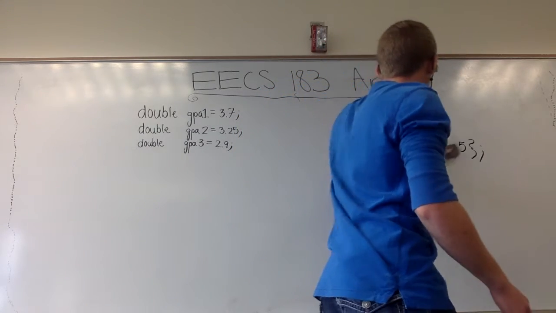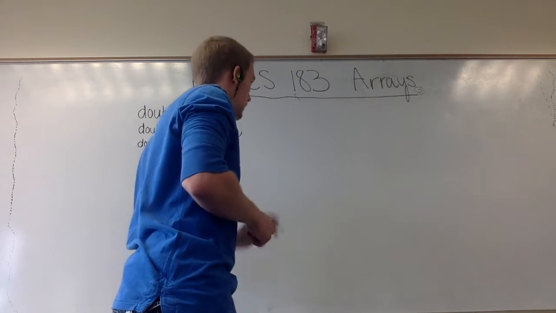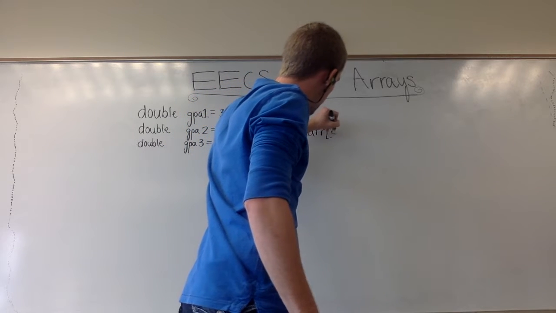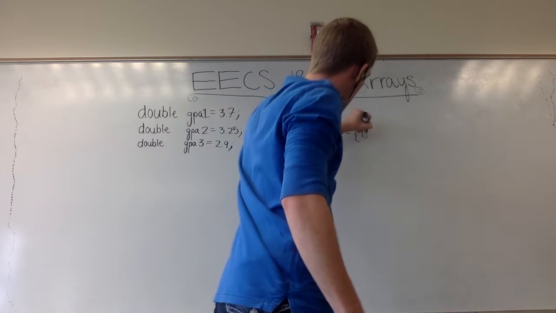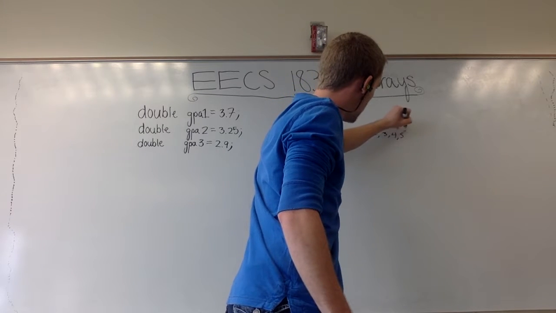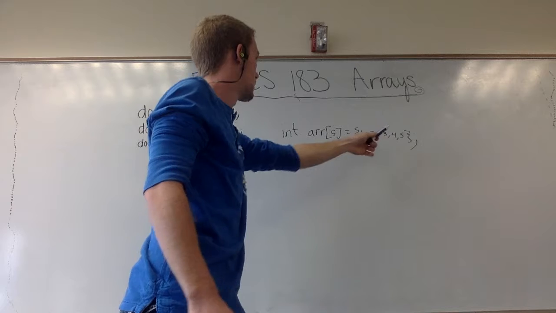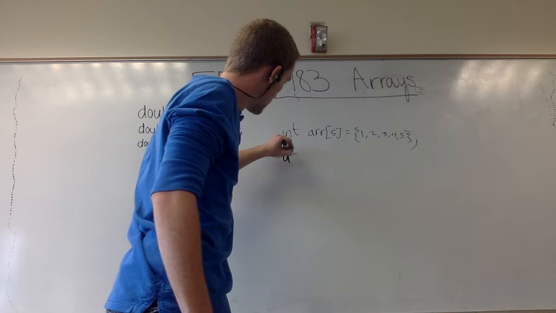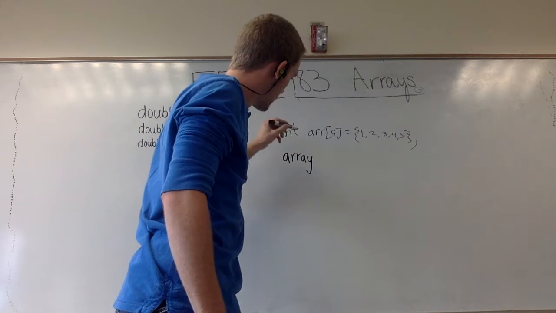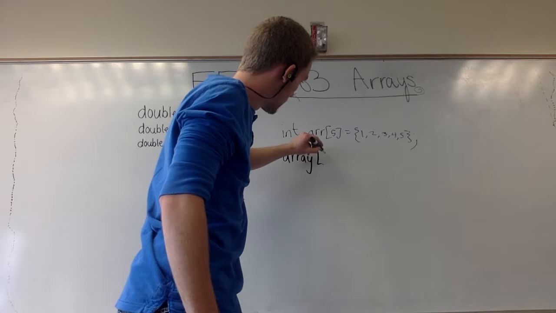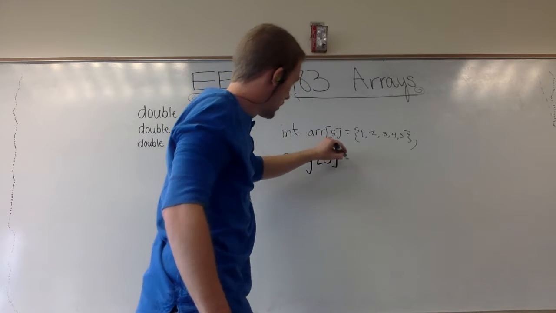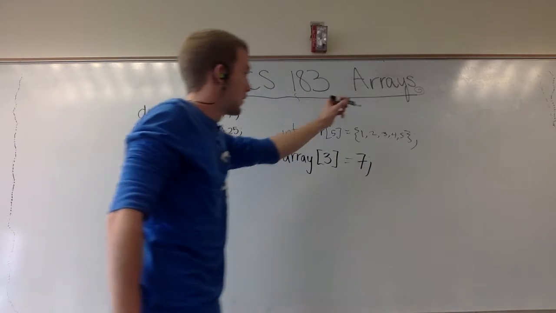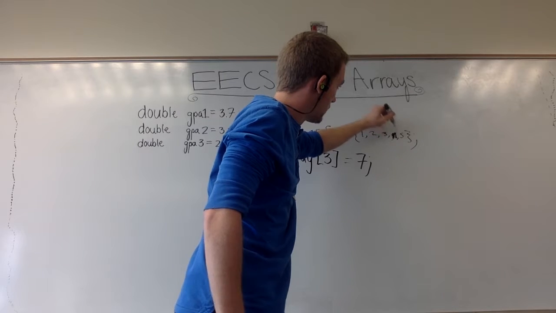Another thing is that when we declare an array, these elements can be modified at any time. Say we wanted to change the 4th element to 7. Then we would do array, and keeping in mind that it starts at 0, this means the 4th element is 3, and set that equal to 7. And now this 4 becomes a 7.